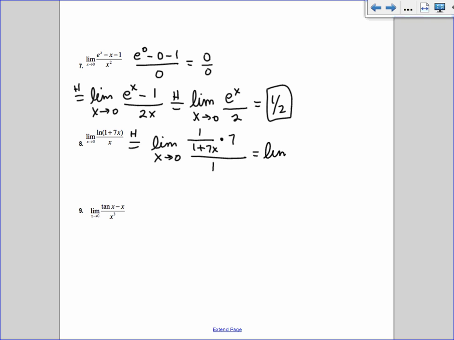So I'll clean it up a little bit. It's the limit as x goes to 0 of 7 over 1 plus 7x. Now can you plug in 0 and get an answer? Yep. So your answer is 7 over 1 plus 0, which is 7.